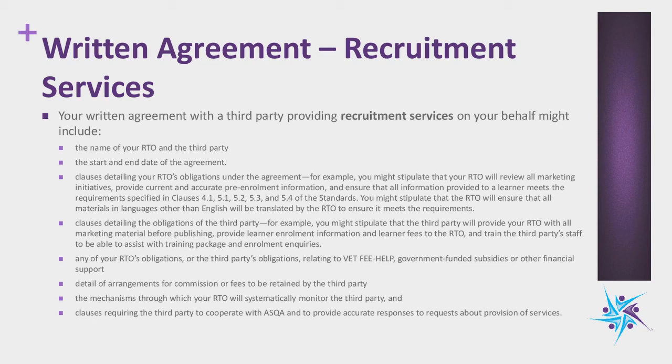So it needs to be clearer within your written agreement if you're using a recruitment service. So this is someone who's recruiting students on your behalf. You need to make it clear what is the approval requirements for your marketing and all of the information that is provided to the students prior to course commencement. You should include clauses detailing the obligations of the third party. For example, you might want to stipulate the third party will provide your RTO with all marketing material before publishing. So it's really clear that the marketing material is reviewed by the RTO because you're the one that is responsible for the marketing material. And this includes what goes onto their website.